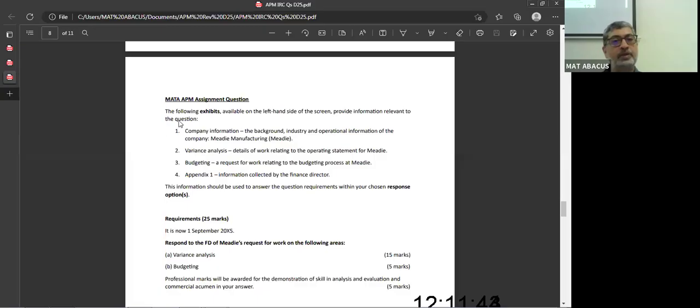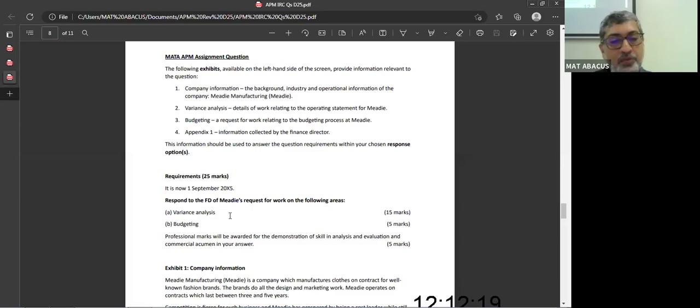Right, so the following exhibits are available on the left-hand side of the screen. Normally for me, I'll put it below. In the exam, it will be on the left-hand side. They provide information relevant to the question. So there's company information, including background, industry, and operational information of the company. Variance analysis, details of work relating to the operating statement for MEDI. Budgeting, a request for work relating to the budgeting process. And finally, there is Appendix 1, which is information collected by the finance director. The information should be used to answer the question requirements within your chosen response option, meaning either you use Excel spreadsheet or Word.